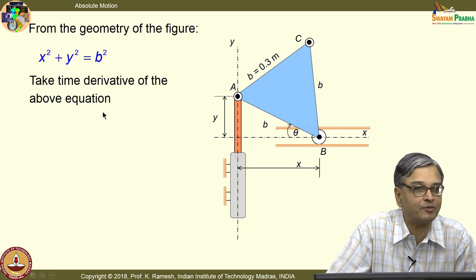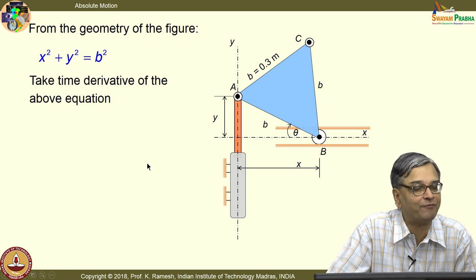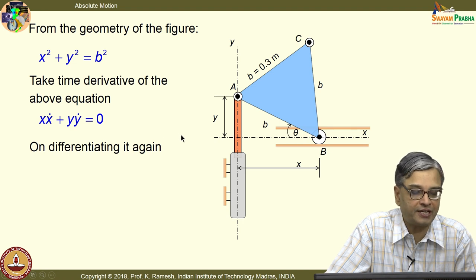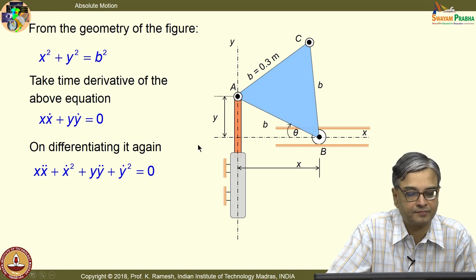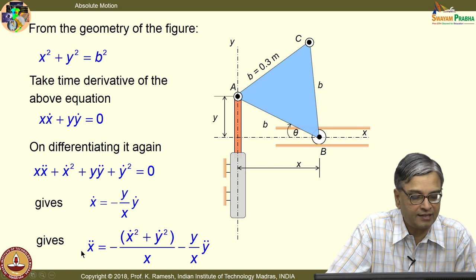So, take the time derivative of the above equation. Once this is written and you recognize that this is what is to be handled, the rest of the procedure is fairly straightforward, simple mathematics. When I differentiate this, I get x x dot plus y y dot equals 0. On differentiating it again, I get x x double dot plus x dot square plus y y double dot plus y dot square equals 0. So, this gives me x dot equals minus y by x into y dot, and you get the acceleration x double dot equals minus (x dot square plus y dot square) divided by x, minus y by x y double dot.